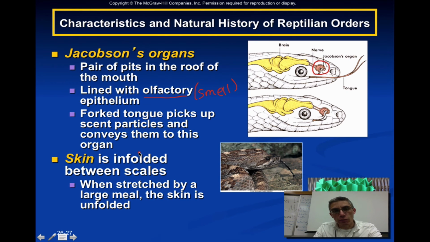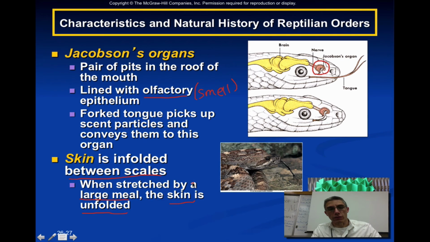Now, when you look at the skin of most snakes, you'll notice that it's infolded between the scales. The reason for that is because as they take in that very large meal, they need to be able to stretch or expand the skin, or expand the body, and the skin is essentially unfolded during the feeding process.